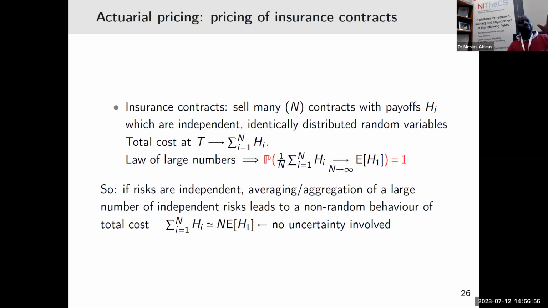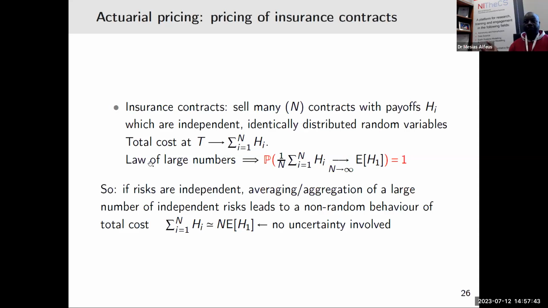But there is a particular example here I'm trying to give to show you that actuarial science pricing can go wrong, but mathematical finance pricing can never go wrong, as long as we assume that there is no arbitrage in the financial market. Using actuarial science to price an insurance contract might lead to an arbitrage opportunity. Please take note. In an actuarial or insurance contract, you sell many contracts with payoffs H_i, which are independent, identically distributed, at a cost at time T. The cost is just the sum of these payoffs.